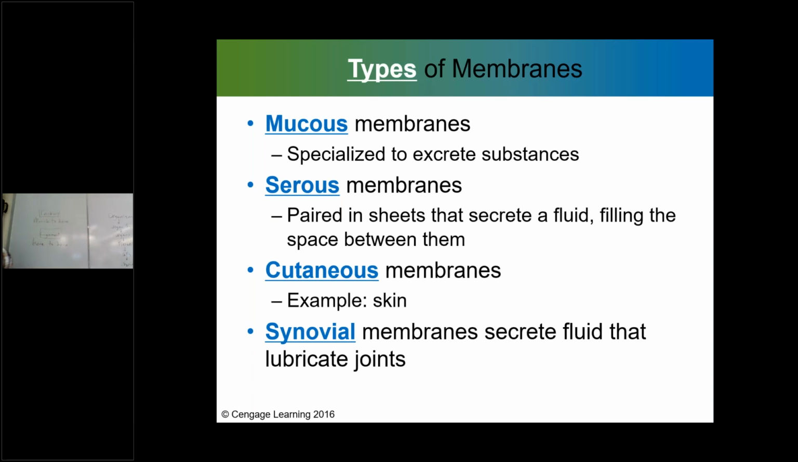Cutaneous membrane would be the skin, part of your integument. And then a synovial membrane, this is for joints. These are hollow joints filled with fluid. Why don't you write that down? Synovial joint, hollow joint filled with fluid. A synovial joint is a hollow joint filled with fluid. And we'll be looking at articulations after we look at the skeletal system, we'll look at the joints and such.